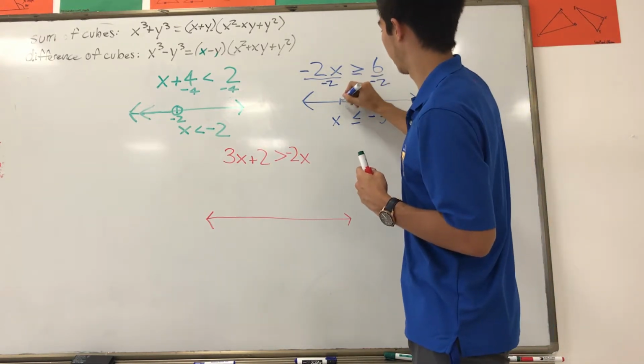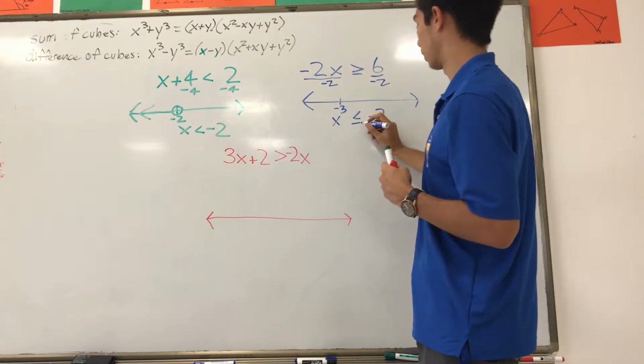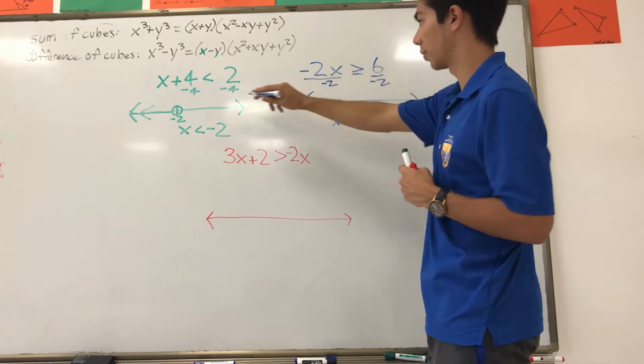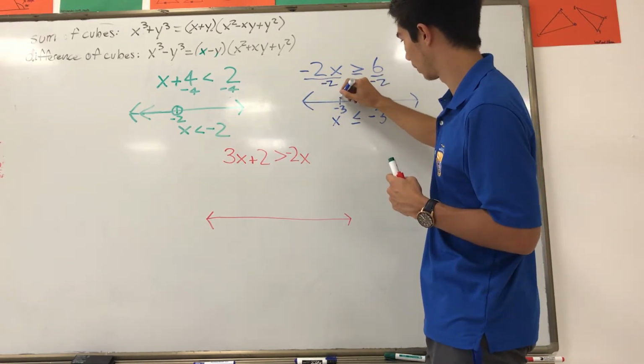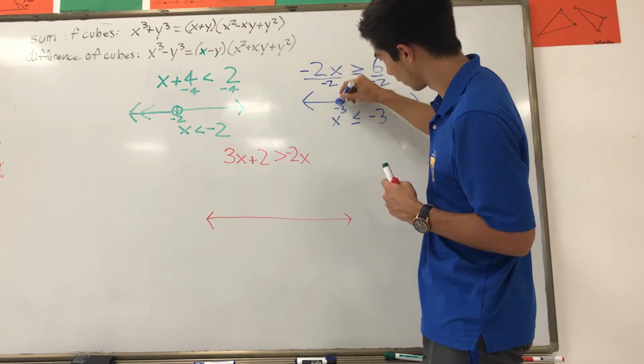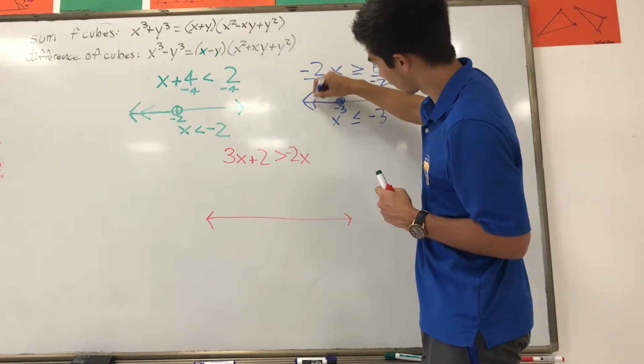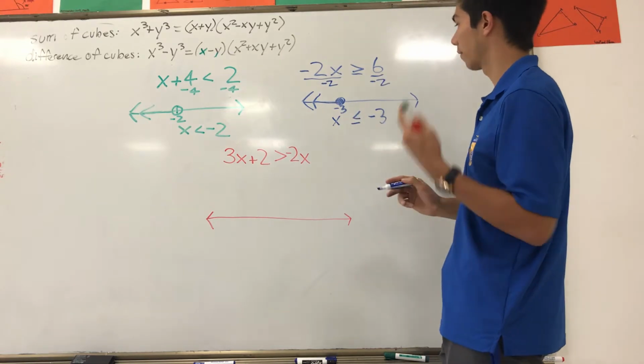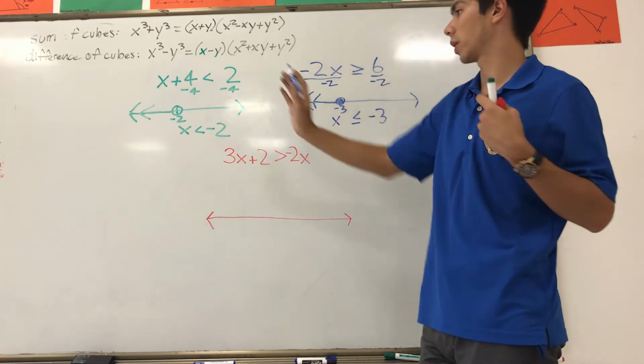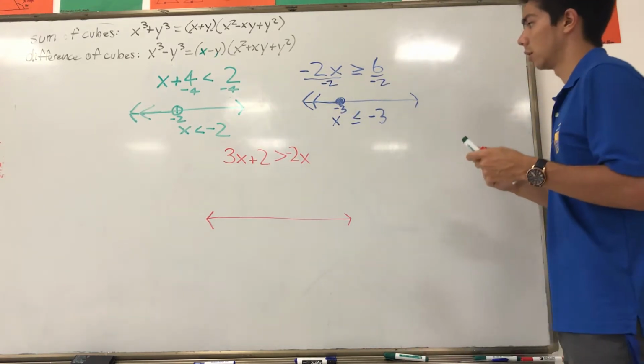So I'm going to find -3 here, and I know that it's supposed to be less than or equal to, so instead of doing an open circle this time, it's allowed to be equal to it, so I'm going to do a closed circle, fill it in, and I'm doing everything to the left here, because -4 is less than -3, -5, and so on. So everything to the left is less than or equal to -3.